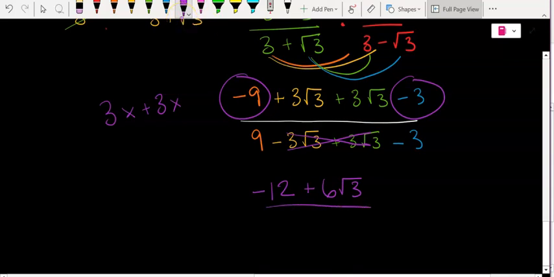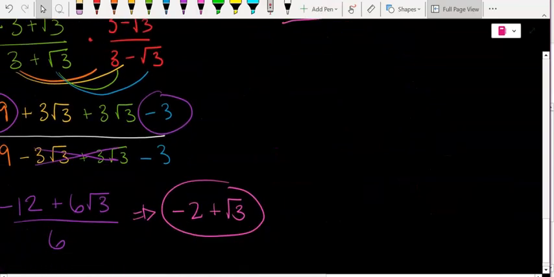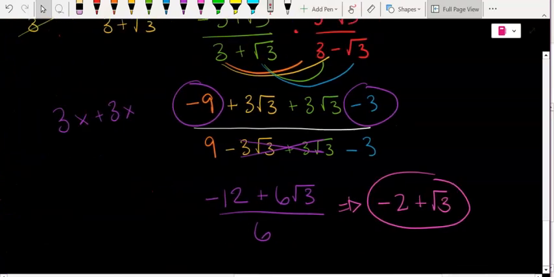And then I'm going to divide my denominator here. So now I have 9 minus 3, and that gets me 6. So I can go ahead and reduce. I can see that I have a negative 12 divided by 6, and I have a 6 square root 3 divided by 6. Once I reduce that, that gets me a negative 2 plus square root 3. So that's what I've got here. And if you notice, that's exactly what I had here, just written in a different order. So those are the same, okay?